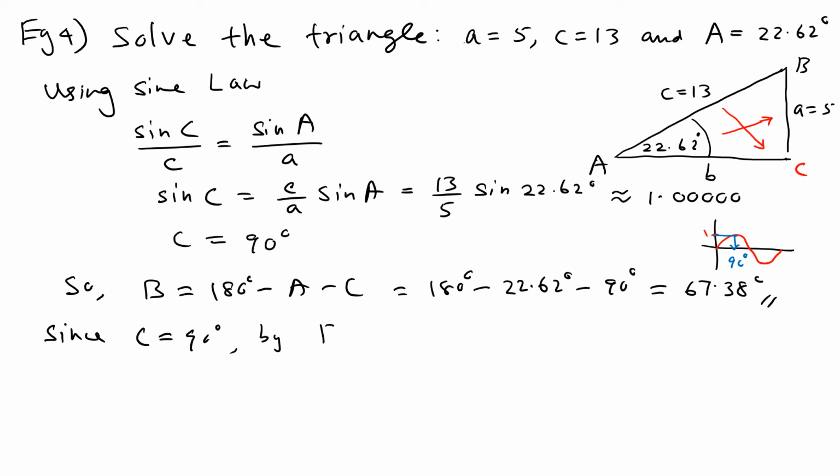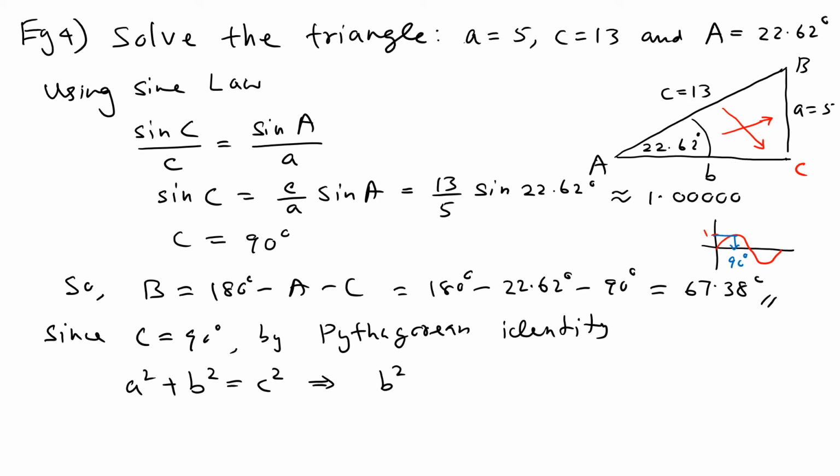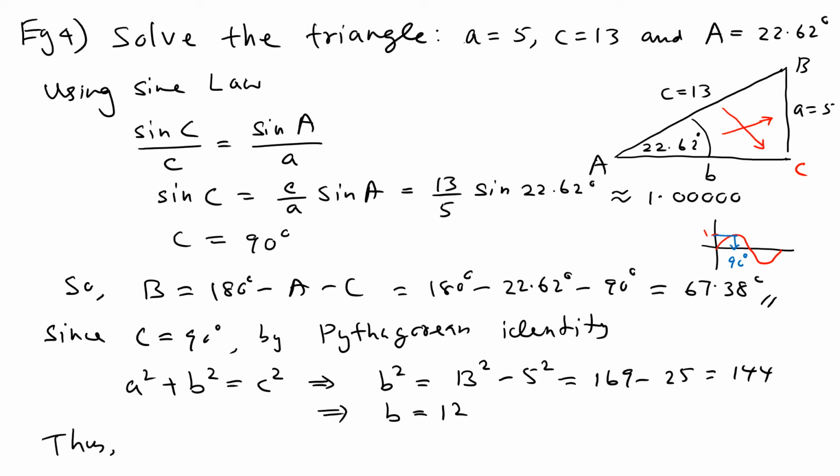By the Pythagorean identity, we have a squared plus b squared equals c squared, and this gives b squared equals 13 squared minus 5 squared, because 13 and 5 are given. Then this gives 169 minus 25, which is 144. This is a perfect square, so b has to be 12, because this is a positive value. Thus we find all the sides.